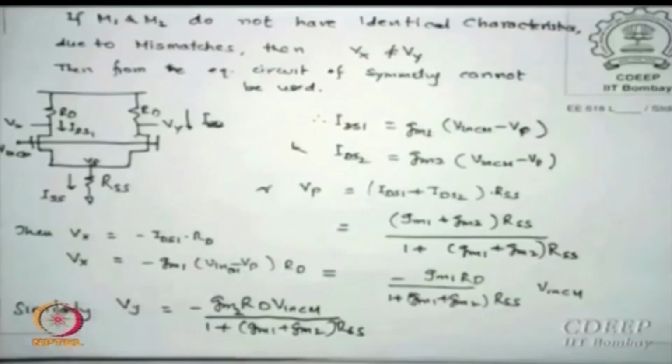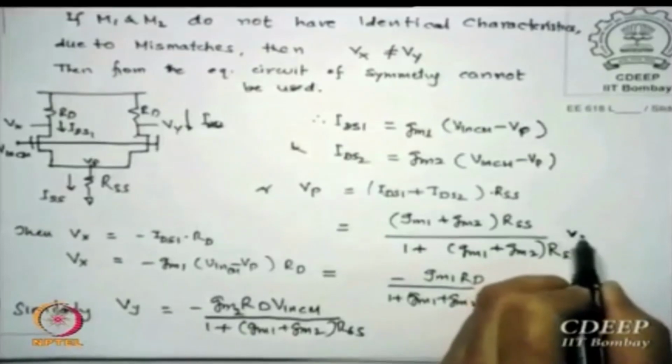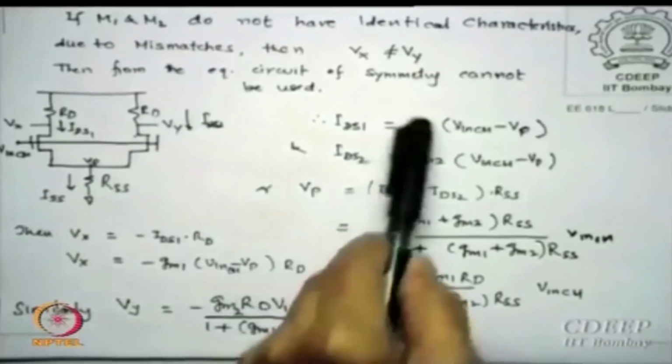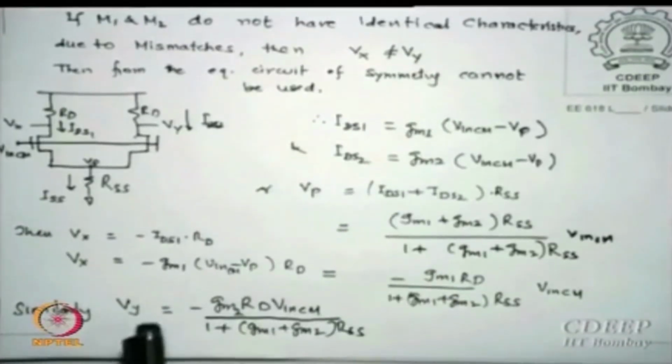and then Vx is something like this. Sorry, I made an error, I think lower down I corrected it, I wrote it at the bottom, above I probably missed it. Okay, fine, thank you. So if I find Vx and Vy, Vx is minus GM1 (Vin,CM minus Vp) into RD, and then I solve, this is minus GM1 RD1 plus GM1 GM2 RSS into Vin,CM. Similarly I can calculate Vy, the drop across RD, nothing else. So I can calculate Vx and I can calculate Vy.